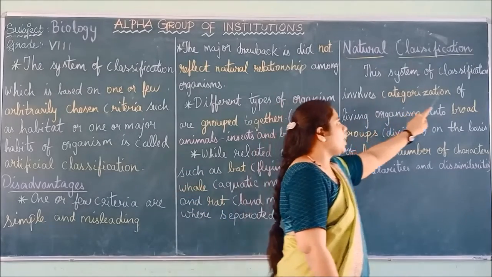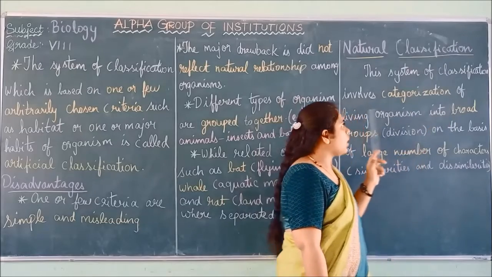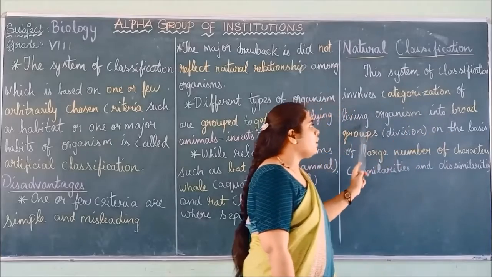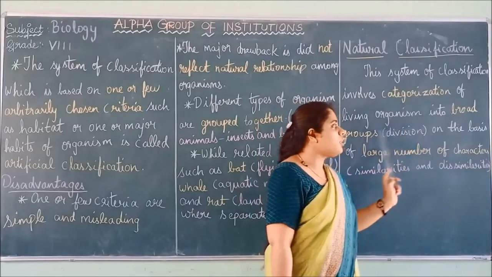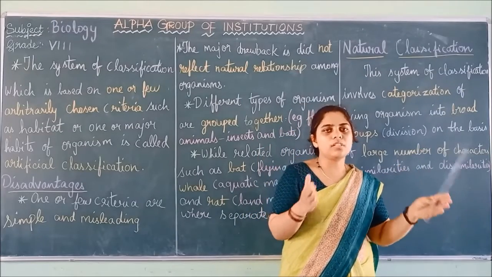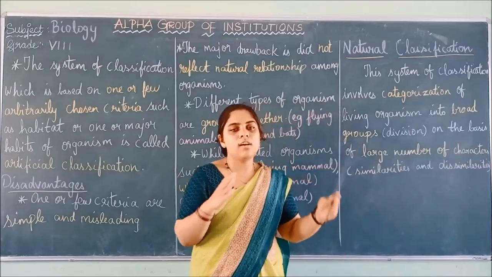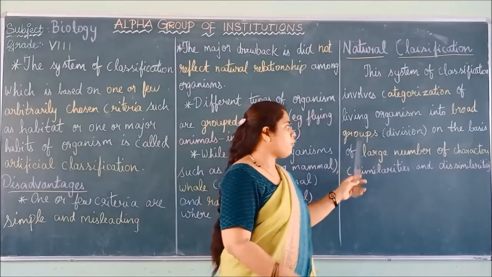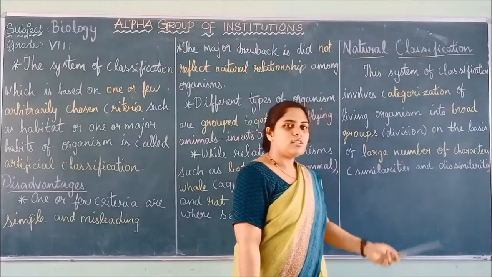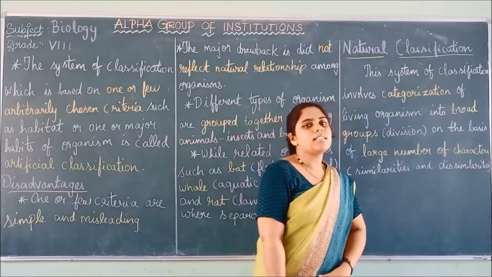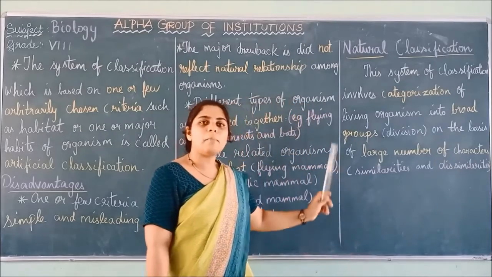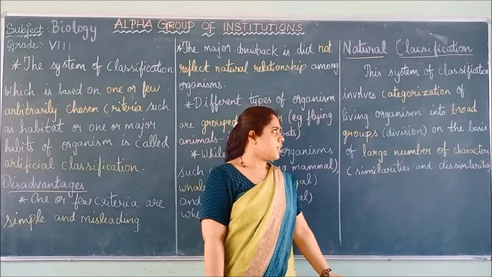So the natural system of classification involves categorization, grouping of living organisms into broad groups. That is, they have made broad, wider groups. Those are called divisions. So they are making divisions of organisms based on a large number of characters, those are similarities and dissimilarities of the organisms. I will continue about natural classification in the next board.